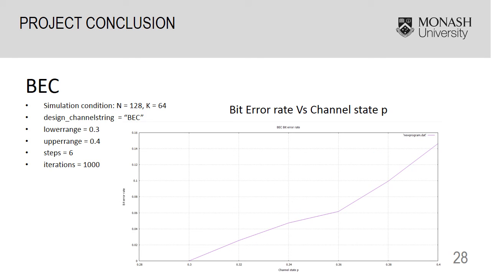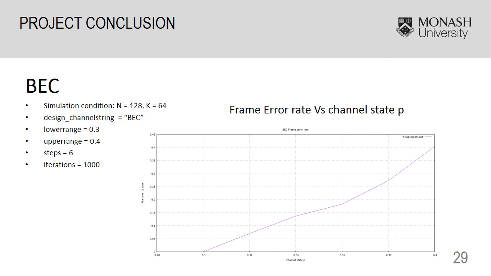This is the simulation result for the BEC channel. The plot here is under the simulation condition n equals 128, k equals 64, ranging from 0.3 to 0.4 with 6 steps and 1000 iterations. This is the bit error rate versus channel state P. And this is the frame error rate versus channel state P. So as we can see, the higher the channel state P is, the more the frame error rate and the bit error rate will increase.